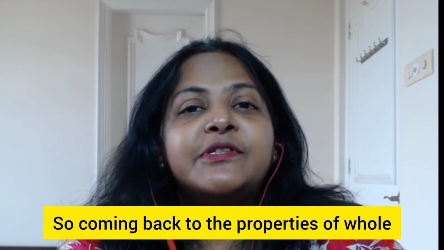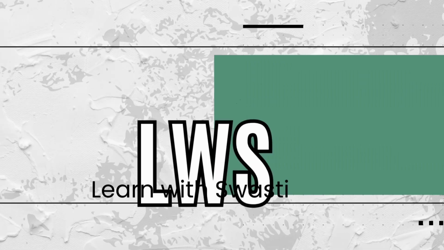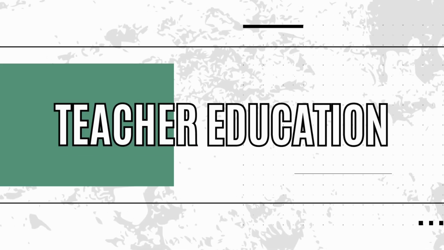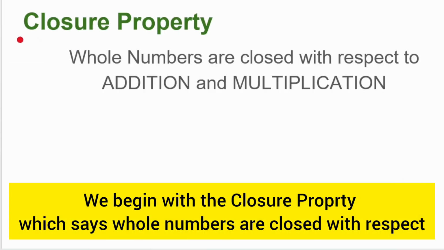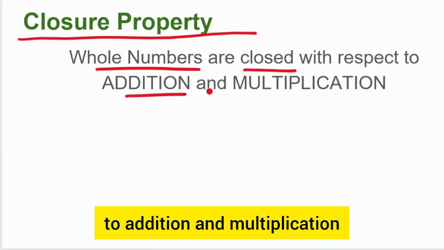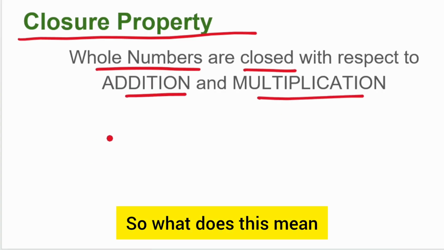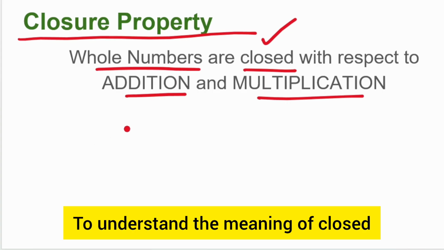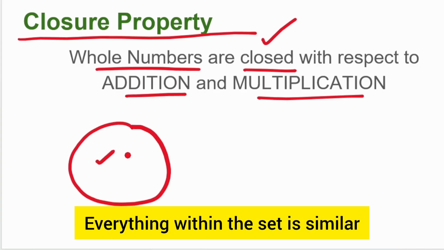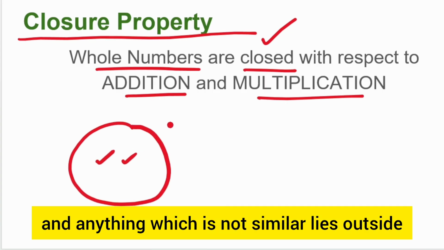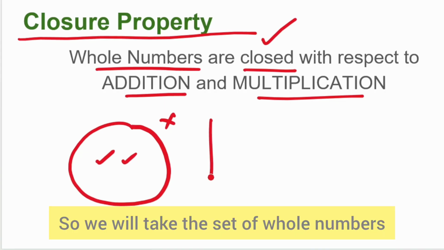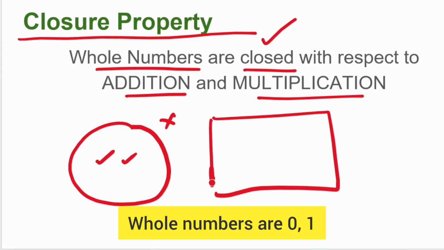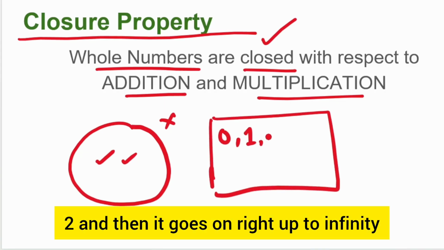So coming back to the properties of whole numbers, let's begin. So we begin with the closure property, which says whole numbers are closed with respect to addition and multiplication. So what does this mean? To understand the meaning of closed, think of a set. Everything within the set is similar, and anything which is not similar lies outside. So we will take the set of whole numbers. Whole numbers are 0, 1, 2, and then it goes on right up to infinity.